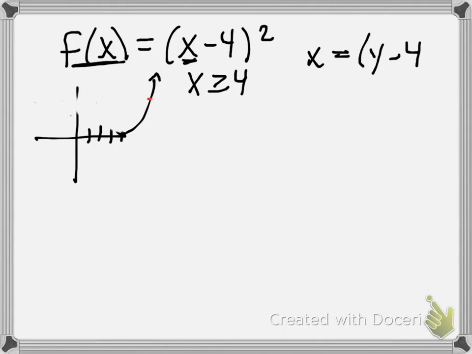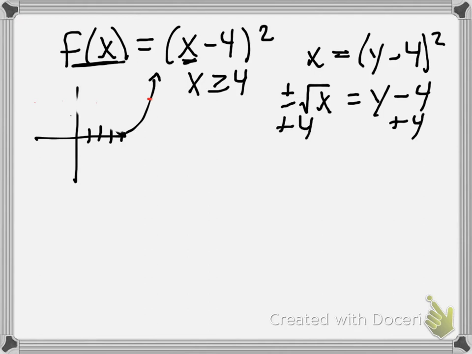y minus 4 squared. Again, I have to get this in y equals, so I've got to get rid of the square first. I can take the square root of both sides, so I get plus or minus the square root of x. I no longer have the square over here anymore, so it's just y minus 4. And I need to add 4 to both sides to get it in y equals. Now, because this one has a plus or minus, I'm going to put the 4 in front of it. So 4 plus or minus the square root of x equals my y value.